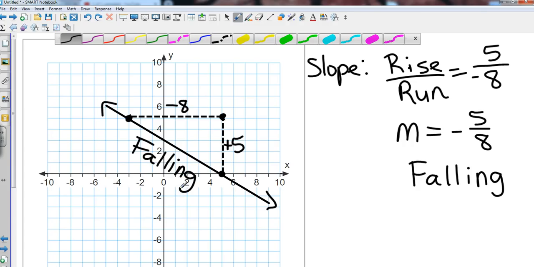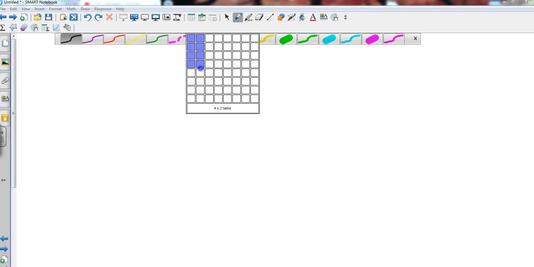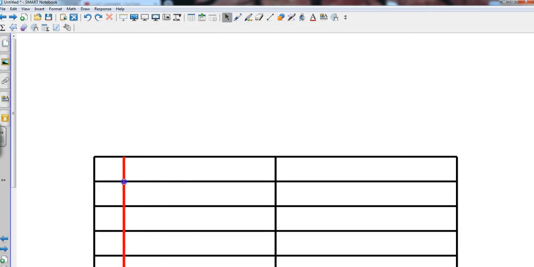So they might ask you for the value of the slopes. They might ask you, are they rising, falling? What's the actual specific value? And so they might give you an actual table. Let's go ahead and make a little table here. I'll go ahead and make that a little bit smaller.